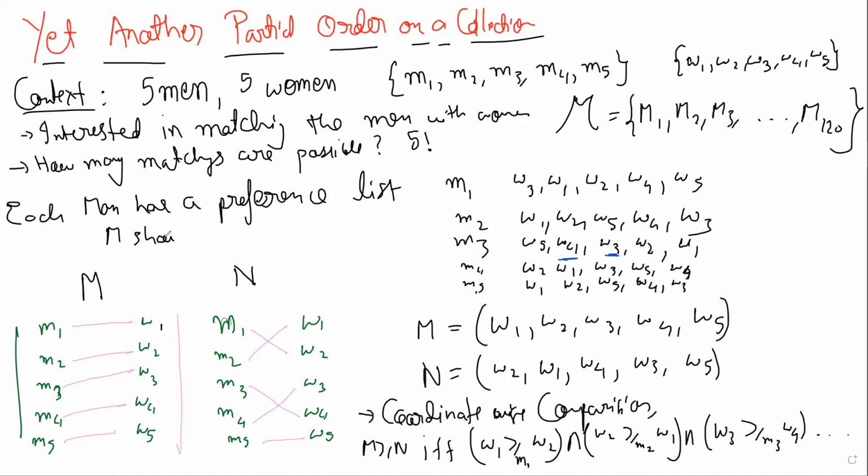M should be better or at least as good as n for each man. No man is ready to compromise, because there is no hierarchy among the men themselves. Okay, so that's the basis of this. And you can again exercise.